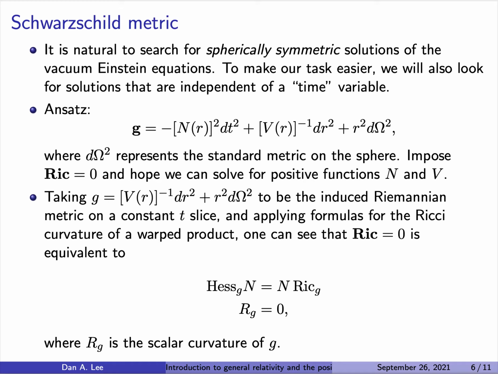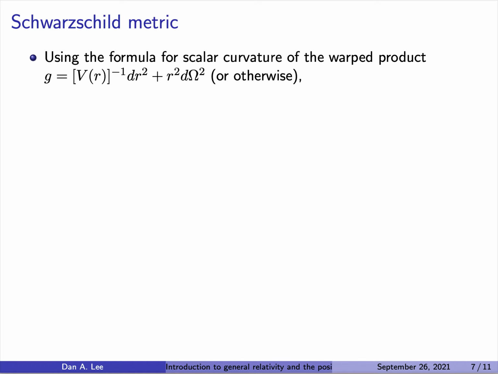And once again, it's not written right now as a warped product, but you could rewrite it as a warped product. So if you rewrote G as a warped product, then you could find a formula for the scalar curvature of G in terms of v. So that's what I wrote here, using the formula for scalar curvature of this warped product. Or otherwise, because actually I think there are other slick ways that you can do it, but that's not important.